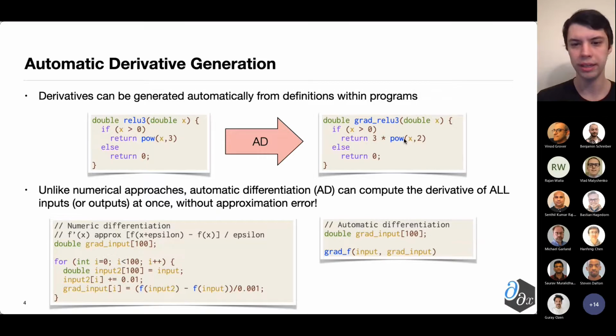So for example, suppose we had some function that took in a variety of inputs, say like 100 inputs, and we wanted to do this numerically. On the left, we'd have to do this for loop over all of the possible inputs to get the derivatives for all of those inputs. Moreover, we'd have to compute f(x plus epsilon) minus f(x), divided by epsilon, which introduces some amount of error. In contrast, with the automatic differentiation approach, we can just call it one time and get the derivative of all the inputs without that error immediately inside of our gradient input array.